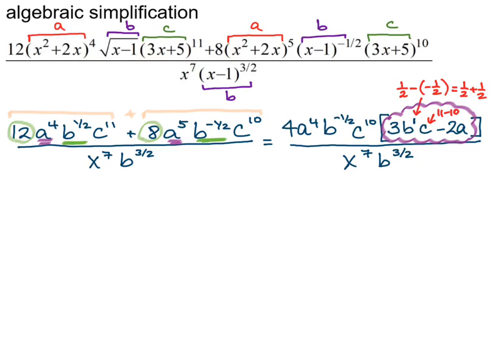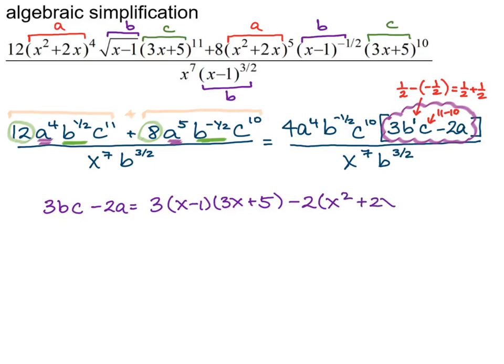Let's look at what 3bc minus 2a is going to be. That's 3, b is x minus 1, c is 3x plus 5, and then minus 2, a is x squared plus 2x.